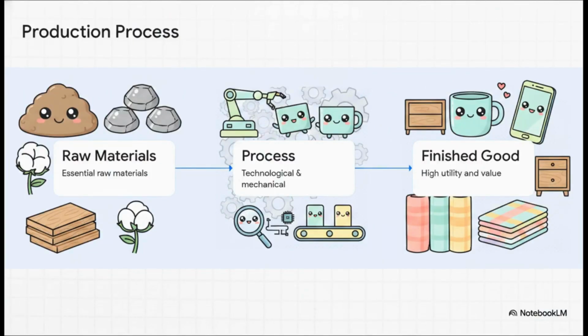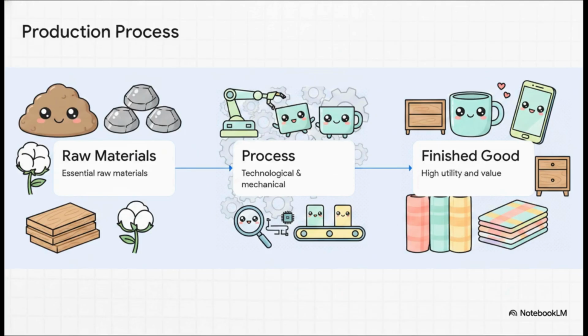Step 1, you grab your essential raw materials. Step 2, you apply a technological and mechanical process. This is where human skill and heavy machinery come into play. And then step 3, boom, out comes your finished product, which now has super high utility and immense value.